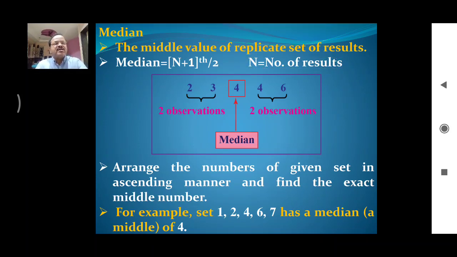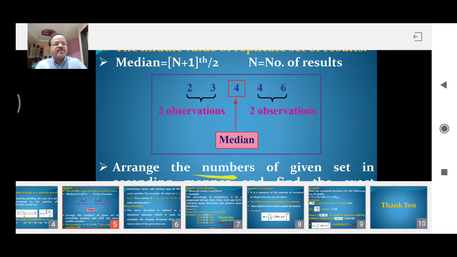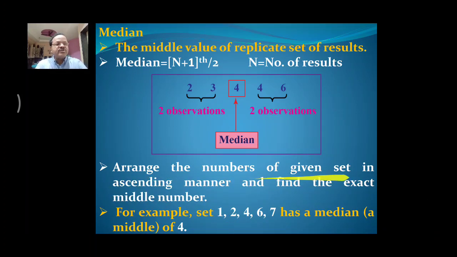Now let us see, this is the set of results 2, 3, 4, 4, 6. So this is the ascending order: 2, 3, 4, 4, 6. Now just find out the middle of these readings, and that is nothing but the 4, and this is nothing but the median. So again here the same is mentioned: arrange the numbers of the given set in ascending manner and find the exact middle number.